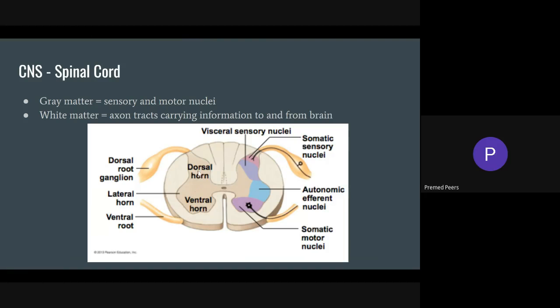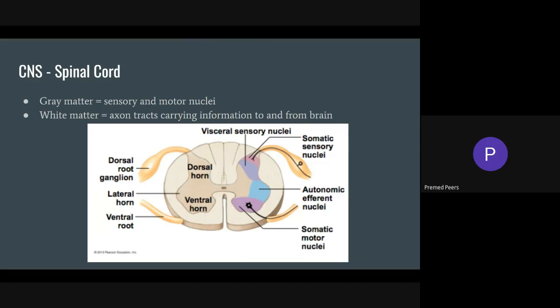So your dorsal and ventral horn, this darker stuff on the inside, this is your gray matter. And gray matter is what contains your sensory and your motor nuclei. And then you have your white matter surrounding all of that. And that's just tracts of axons which carry information to and from the brain.